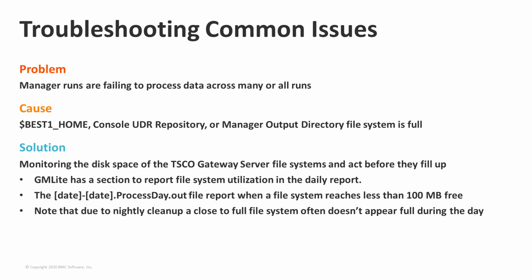The recovery of the Best One Home file system or the manager output directory file system filling up can be a much more involved process and require subject matter assistance, depending on what was corrupted and where the file system filled up. By far, the best way to handle this problem is to avoid it entirely by monitoring the file system space consumption of these three file systems. The General Manager Lite email contains a section where file system utilization will be reported. When possible, having system-level monitoring of file system utilization for the TSCO gateway server is definitely a best practice configuration.